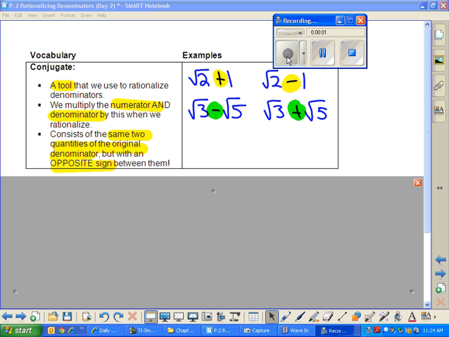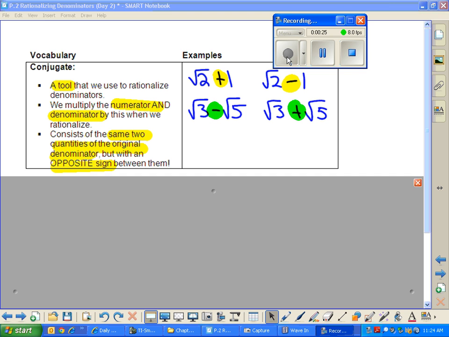Lesson 2 on dividing radicals, rationalizing denominators. Before we get started, I wanted to talk about the key piece of vocabulary that you're going to need to understand in order to be okay with today's lesson. And the term we have is the word conjugate. Does everybody see where we're at?